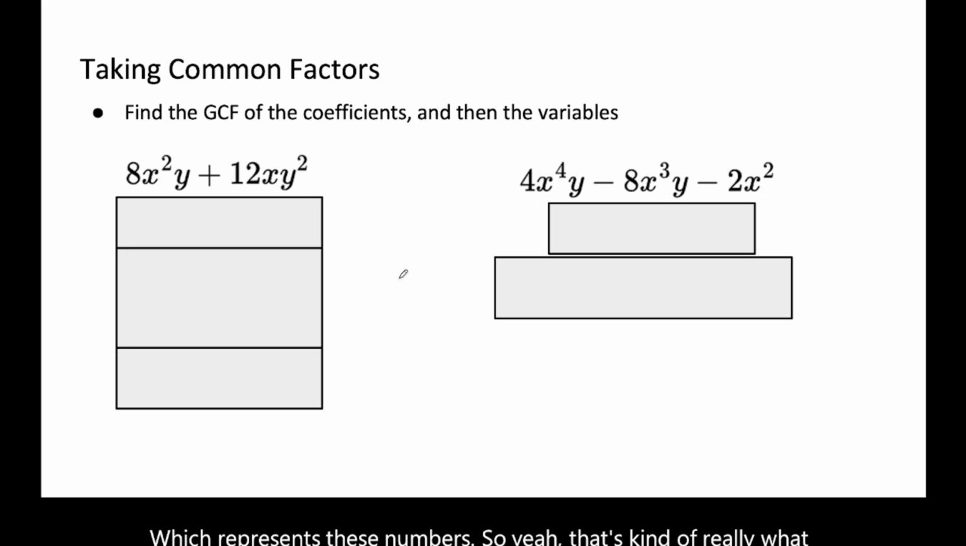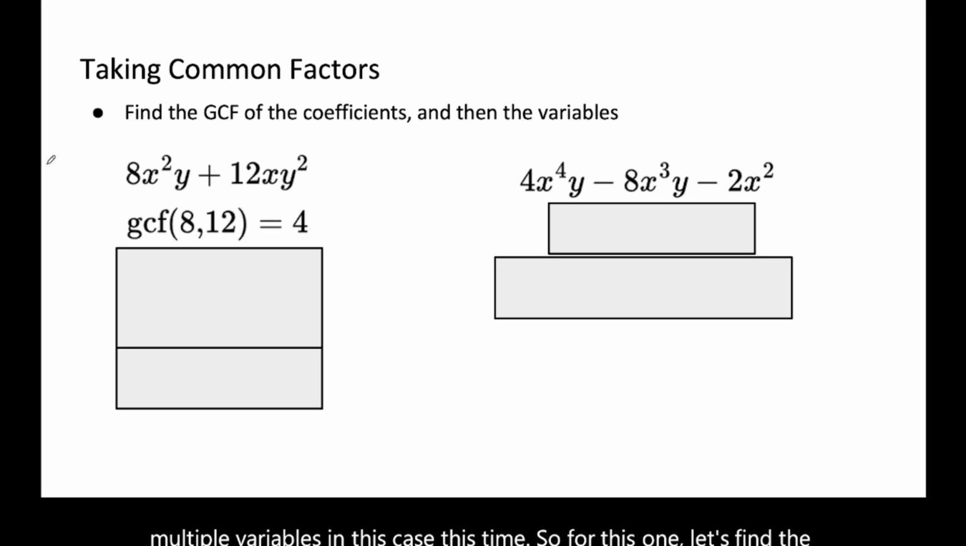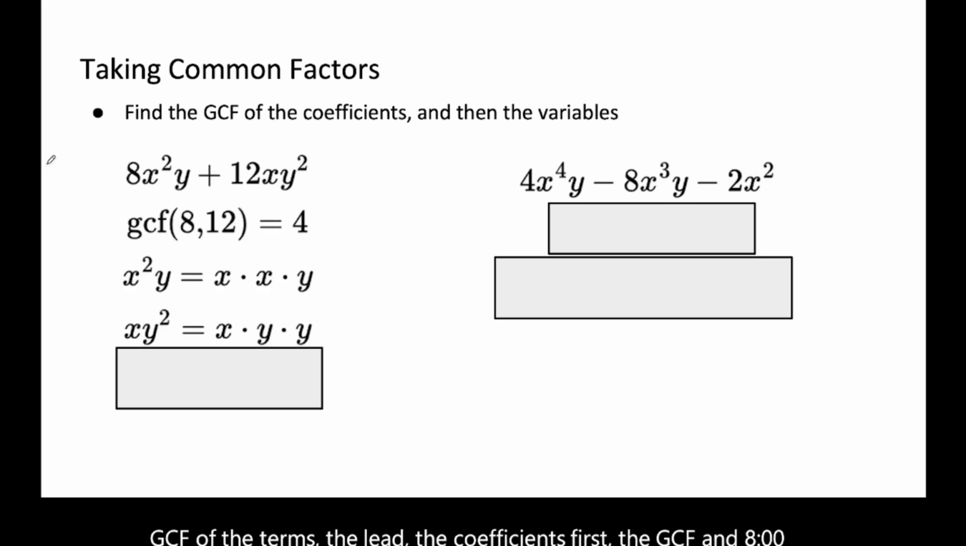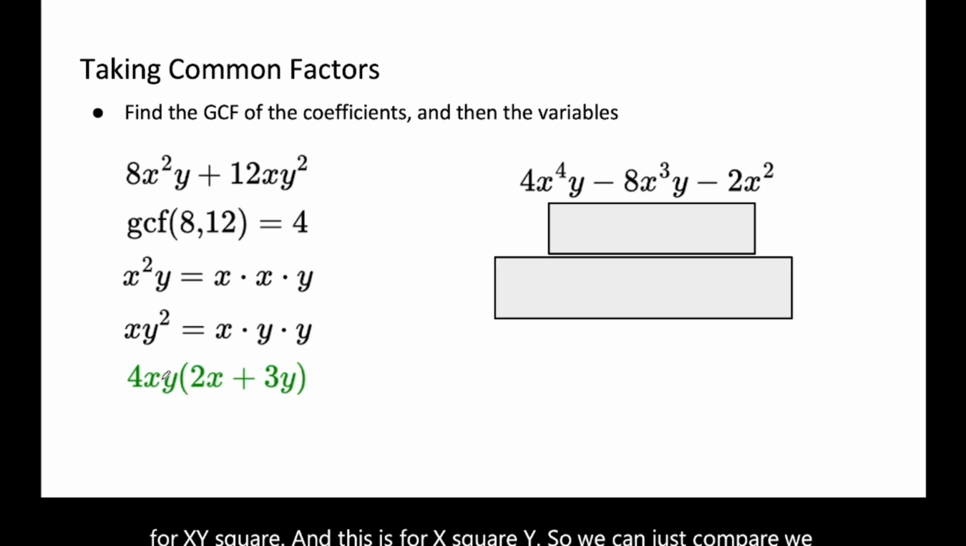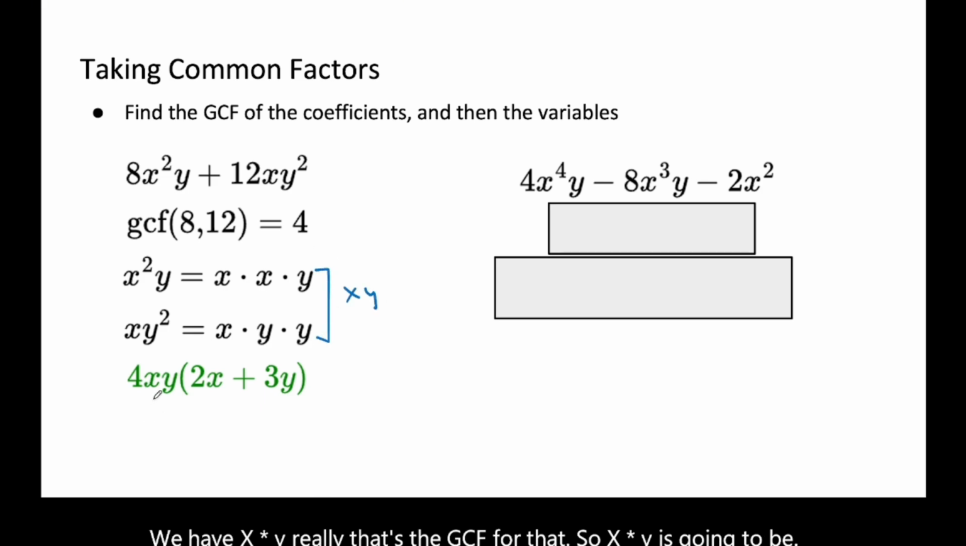Let's try finding the GCF of the coefficients and the variables for these equations. We're doing this with multiple variables this time. So for this one, let's find the GCF of the coefficients first. The GCF of 8 and 12 is 4 if you do the math. And also, x squared y and xy squared. We can break this apart: x times y times y for xy squared, and this is for x squared y. So we can just compare, we have x times y, really, that's the GCF for that.